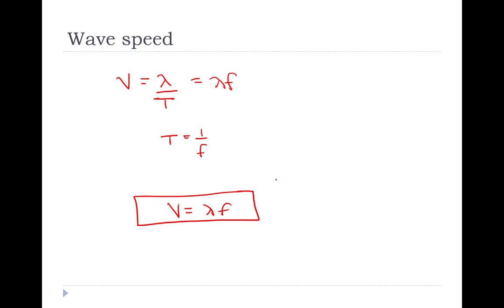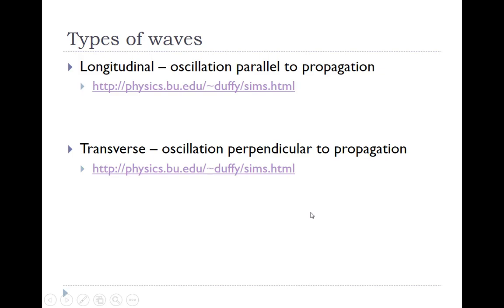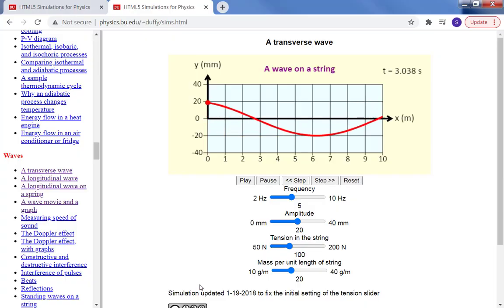Now, as I alluded to earlier, there are two general types of waves. We have longitudinal waves, where the oscillation is parallel to propagation, and transverse waves, where oscillation is perpendicular to propagation. The one I drew a minute ago was a transverse wave, so let me show you what that looks like first. So here is a transverse wave. You can see the wave itself is moving to the right, but the oscillation of the particles, so you can see the one on the y-axis here, is perpendicular to that.